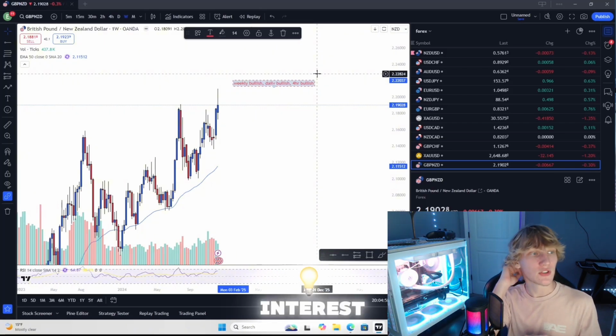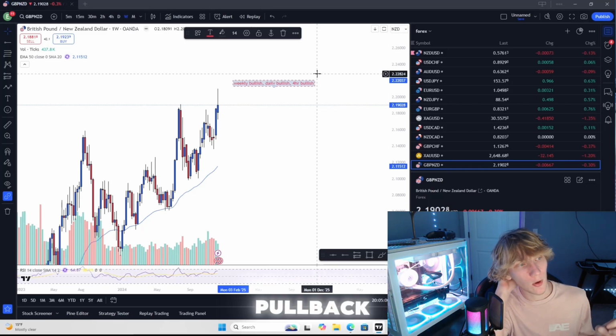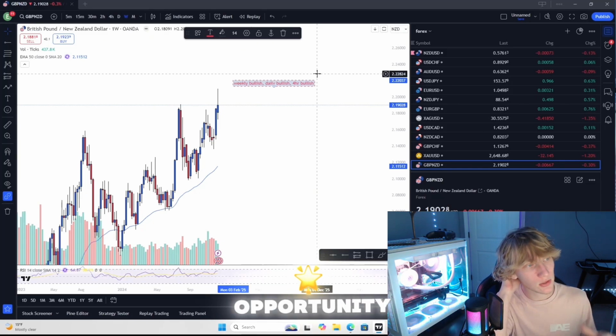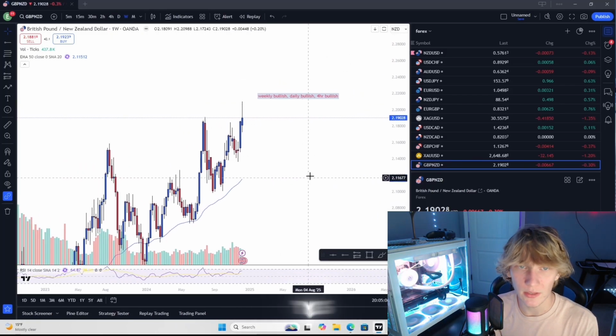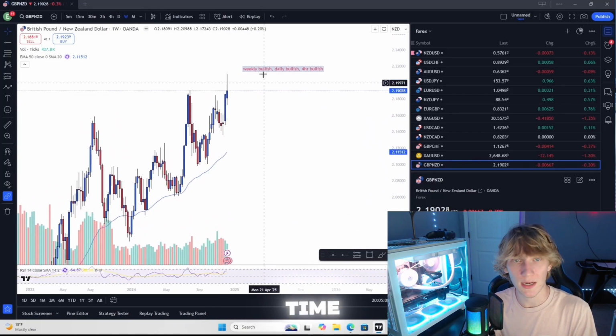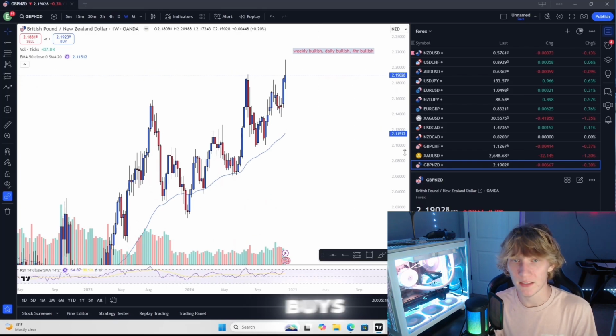But that's good for area of interest, because I look for my area of interest where a pullback would be, to then have a good buying opportunity to keep going up, and vice versa for selling. So let's just quickly go into this. Like I said, all bullish on all time frames. Okay, so we're looking for some buys.